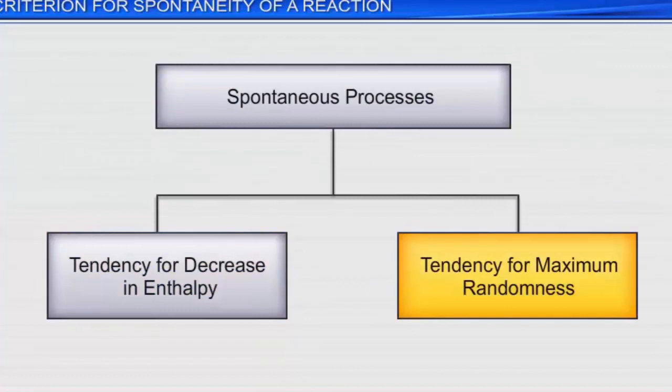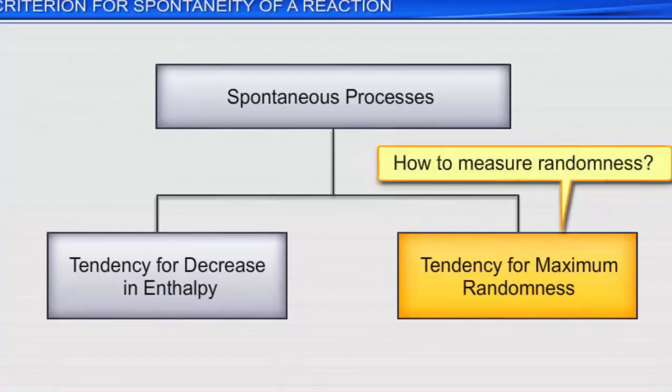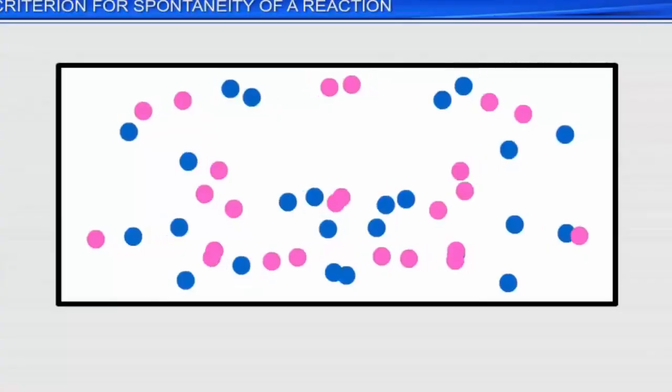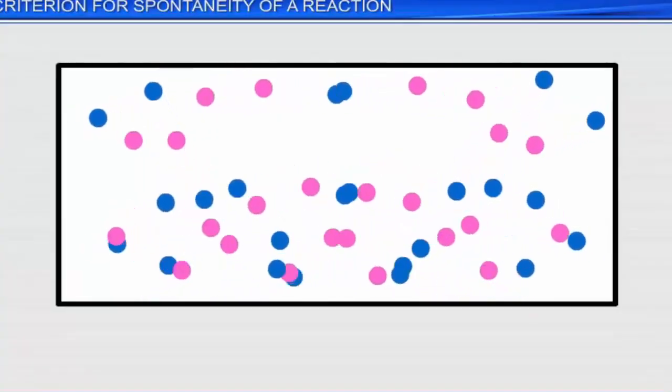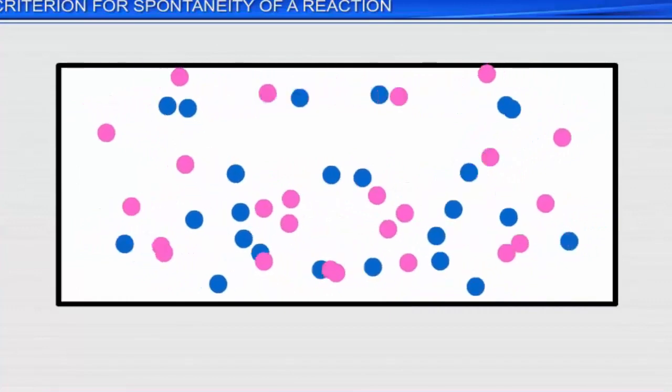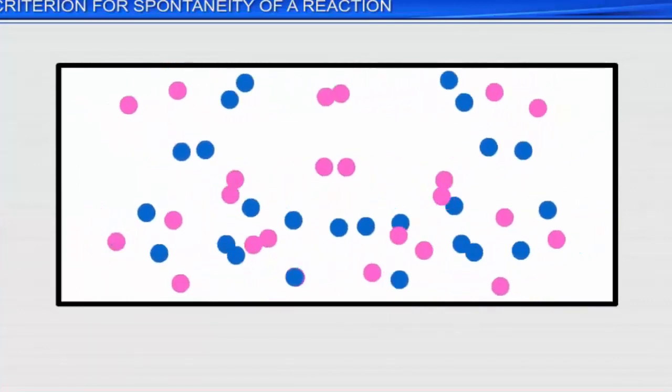But how do we measure randomness of a system? Randomness or disorder of a system is expressed by a thermodynamic state function known as entropy and is represented by the letter S.